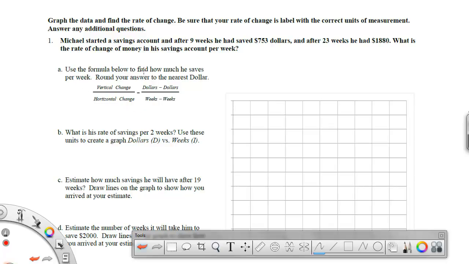Part A, use the formula below to find how much he saves per week. Round your answer to the nearest dollar. So we know the vertical change is up and down, the horizontal change goes with the x-axis. And this formula tells us that we need to subtract dollars from dollars and then weeks from weeks. So if you look right here, we know our first ordered pair is 23 weeks, $1,880, and then our second ordered pair is 9 weeks and $753.